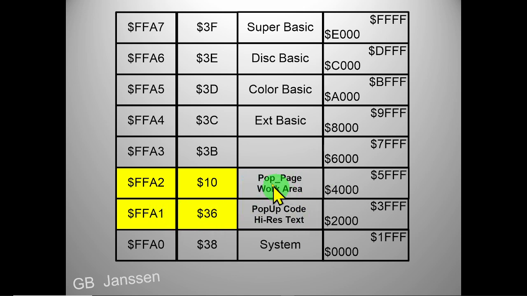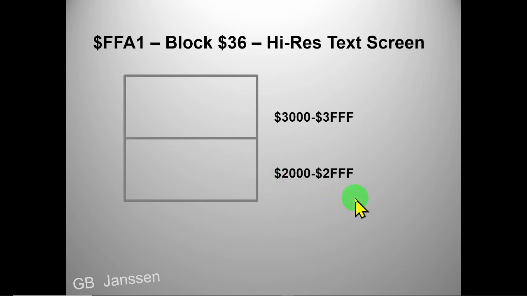Well, let's look at block 36, which is the high-res text screen. We worked with it originally back in lessons 1, 2, and 3. Somewhere back in there we worked with the high-res text screen. This is the same thing. We'll bring that block 36 in at FFA1, which will go from 2000 to 3FFF. Now, the high-res text screen only consumes the lower half of that block. Okay, so why do we know that? Because the high-res text screen, the most we can have is 80 characters wide and 24 lines.